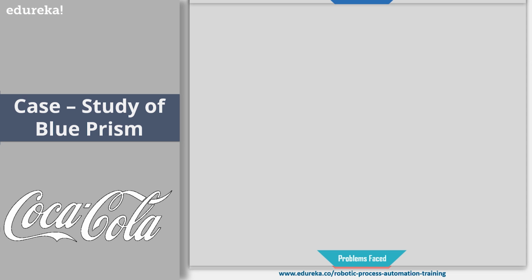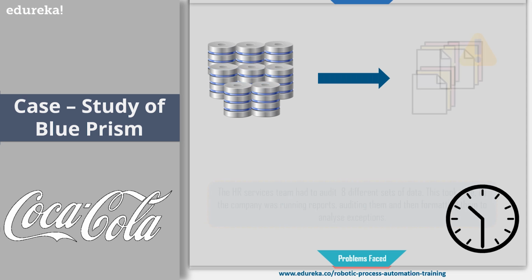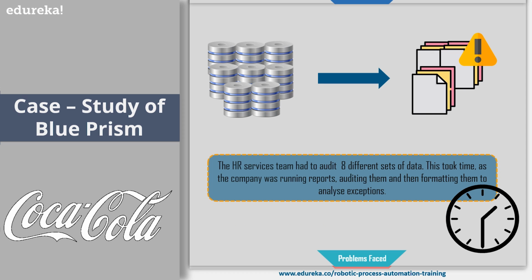Before Coca-Cola started using Blue Prism, the HR services team had to audit around 8 different sets of data. Obviously, when you have to audit around 8 different sets of data, this took time as the company was running reports, auditing them, and then formatting them to analyze the exceptions. When you have to audit around 8 sets of data and then create reports manually, or maybe it was automated, but yes, you had to audit all the changes. This would take a lot of time as the company grows, right?